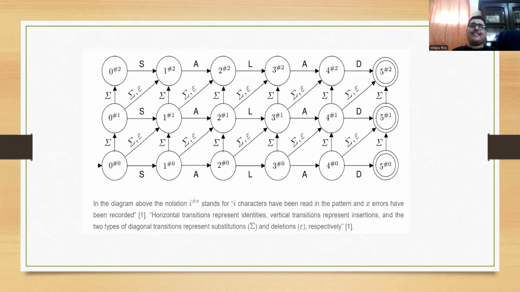In the next slide, this is a non-deterministic Levenshtein automata for the word salad. The states have a notation I hash X, where I stands for the characters which have been read in the pattern, and X is the errors which have been recorded. The horizontal transitions represent identities, vertical transitions represent insertions, and the two types of diagonal transitions, sigma represents substitutions, and epsilon represents deletions, respectively. This topic has not been touched upon in detail because further research work is going on in this and it requires further edits and improvement.